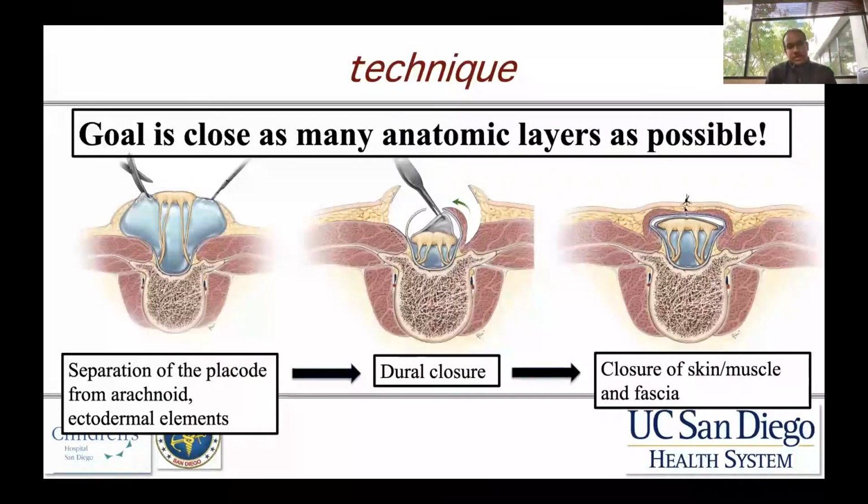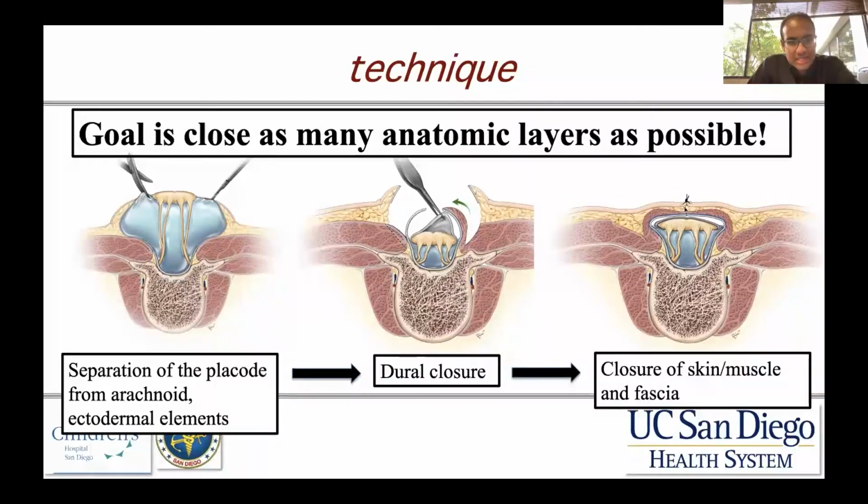So from a technical standpoint, the goal, whether you're doing fetal closure or postnatal closure, which is what I'm referring to now, is to close as many anatomic layers as possible. So starting on the left, you look at this cartoon here, you see separation of the placode from the arachnoid layer and the ectodermal elements. And you see this is often done sharply, minimizing cautery to prevent any loss of blood supply.